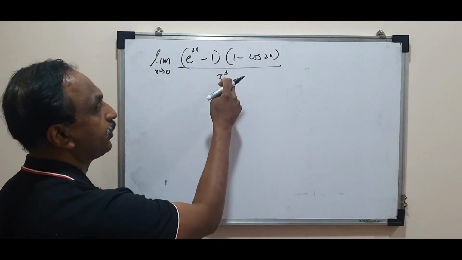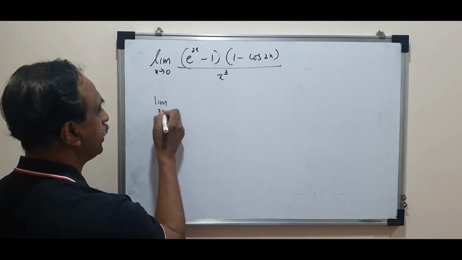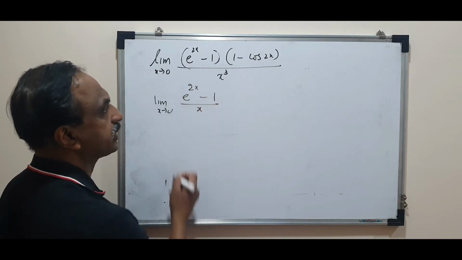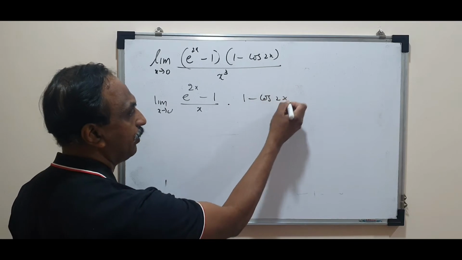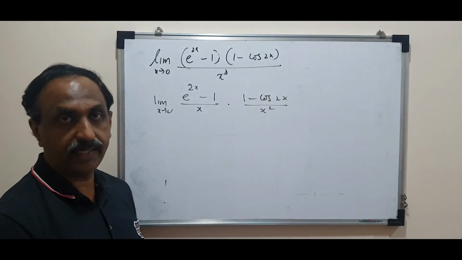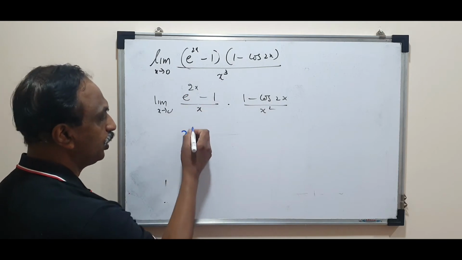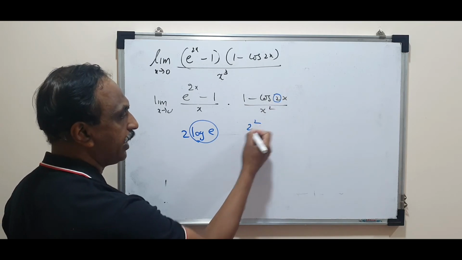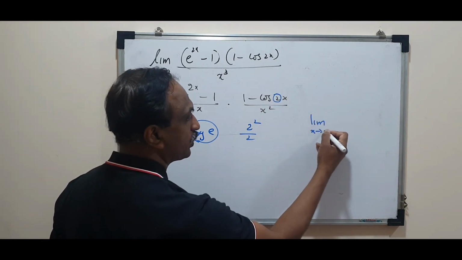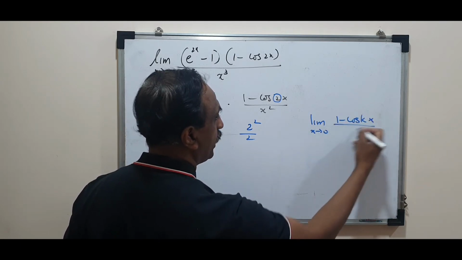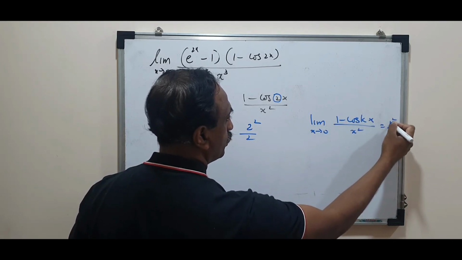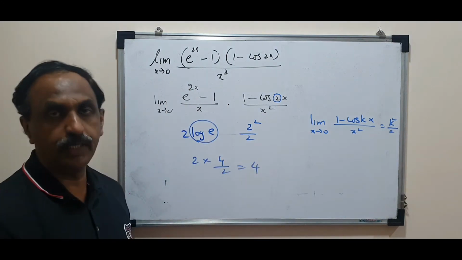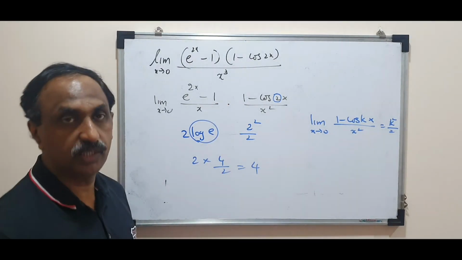E raised to 2x minus 1 upon x cube. So I can write this as limit x tending to 0, e raised to 2x minus 1 upon x, and 1 minus cos 2x upon x square. And you can directly write your answer. This is 2 log e, and log e is 1, and this is 2 square by 2. Remember this, limit x tending to 0, 1 minus cos kx upon x square is k square by 2. Directly. So your answer became 2 into 4 by 2, answer is 4. So you need to calculate just looking at the question, and this is a method you need to adopt.